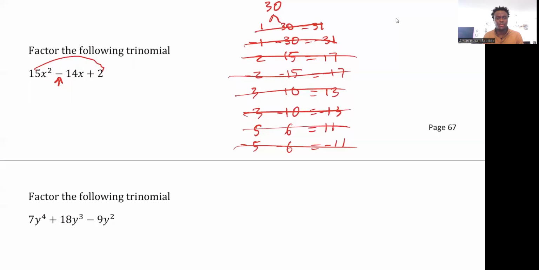9 is not a factor of 30, and so on. No more factors. So no factors of 30 add up to -14. This is prime.